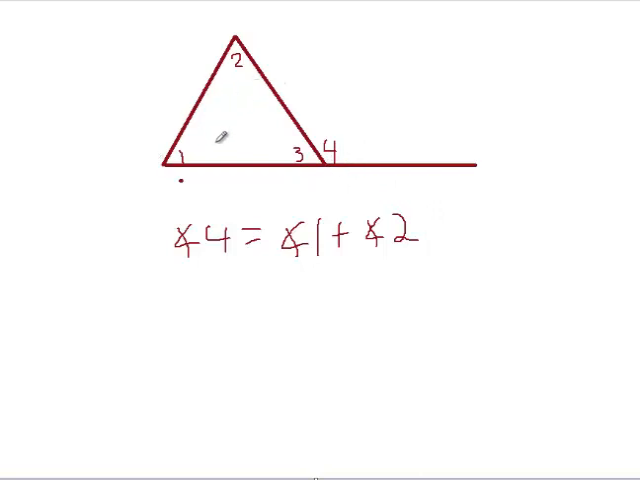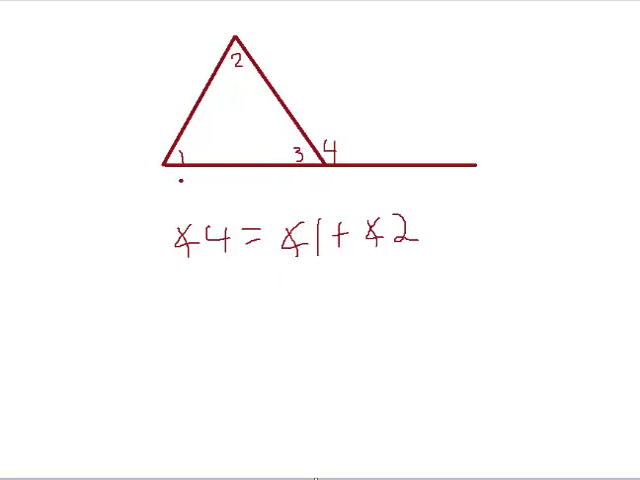Now again, this is fairly obvious. You don't even really need this theorem, because 4 has to be supplementary with 3, which means 4 plus 3 have to equal 180 because they're on the same line. Now, 1 and 2 and 3 combined also have to equal 180 because they're inside of a triangle. So just like 4 has to equal 180 minus 3, 1 and 2 also combined have to equal 180 minus 3. So 1 and 2, of course, have to be the same as 4.